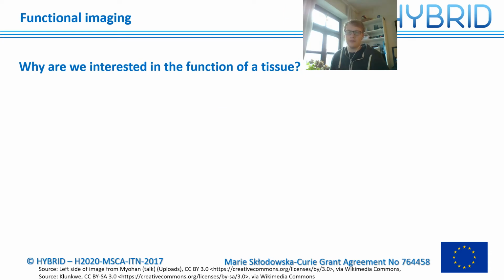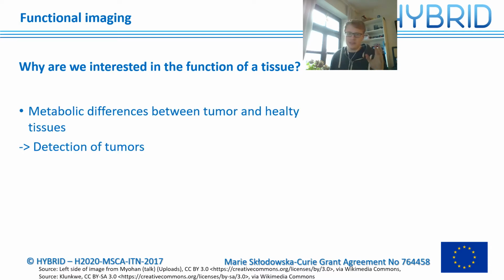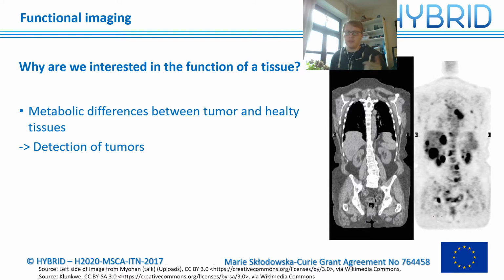So you may ask, why are we interested in the function of the tissue? There are two main applications. The first is oncology. A tumor will behave differently than normal tissue, because it has a different metabolism. For example, here the liver of this patient looks pretty homogeneous in the CT scan, but you can see that some regions behave differently. These regions have a high uptake of this tracer, while this region here doesn't. So there's definitely a difference, and these regions might be tumors or metastases.